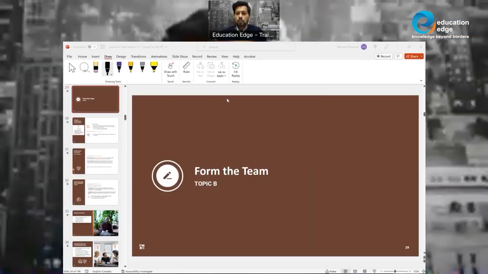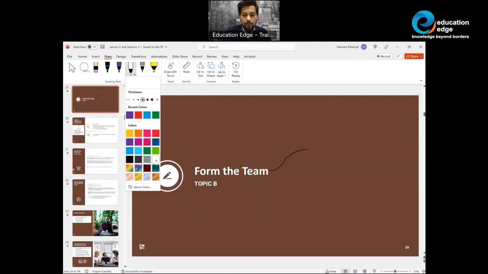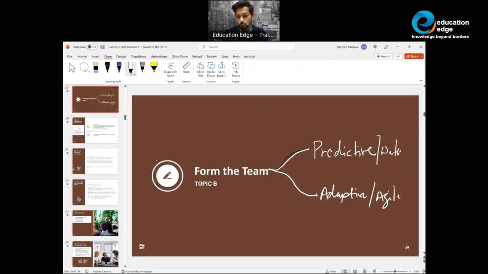So lesson 2, topic B, form the team. Now it's very important to understand two core philosophies that define this topic. The two core approaches are ensuring that we understand team formation and the project manager's role in predictive projects, and team formation and the project manager's role in adaptive or agile-based projects. So let's say predictive, to make it easy for some folks, waterfall. Sometimes predictive approaches are also called traditional approaches.